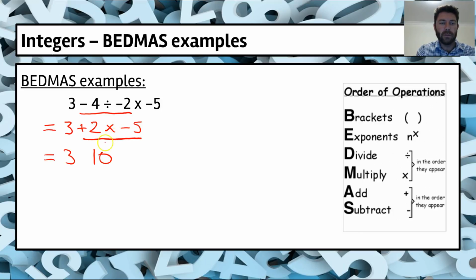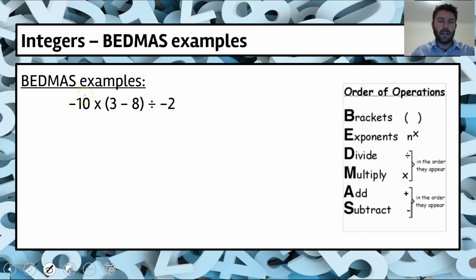And then plus and a minus, we've got the minus sign there. So now that equals 3 minus 10. We now don't have anything else other than a subtraction. So 3 minus 10, that is minus 7.